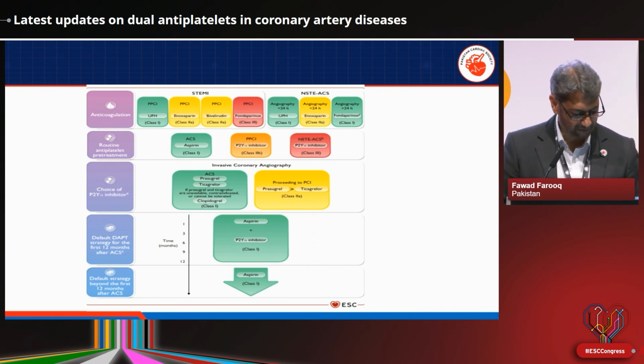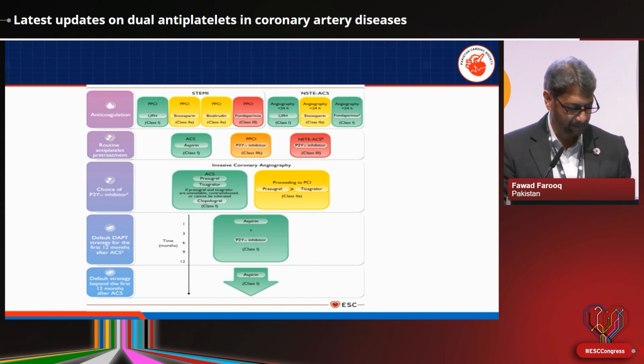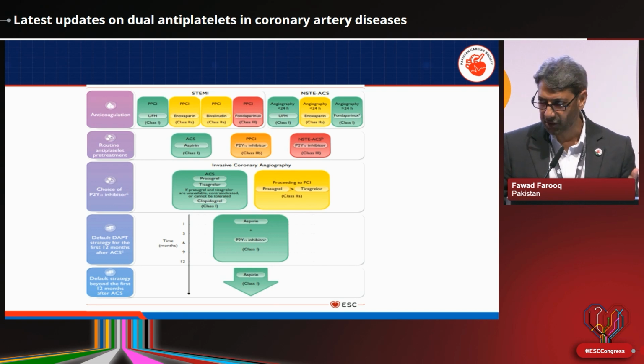So you go straight away, after taking a patient for intervention, with aspirin along with prasugrel as the preferable drug. A combination of aspirin plus a P2Y12 inhibitor starting in an ACS patient up to 12 months is the standard. And after that, aspirin, and according to the patient's thrombotic and bleeding risk, you'll decide what to do next.